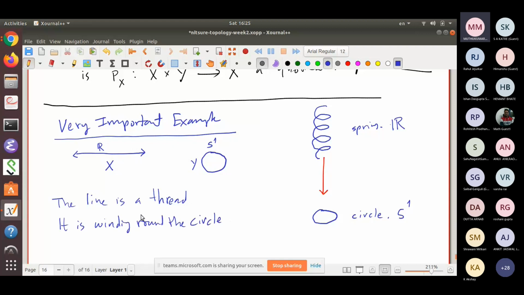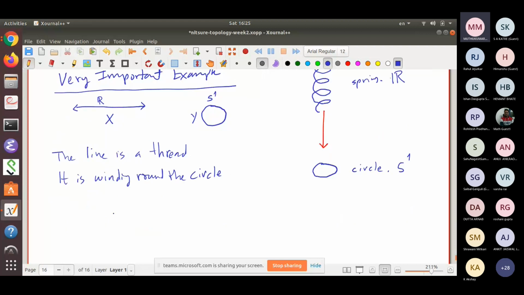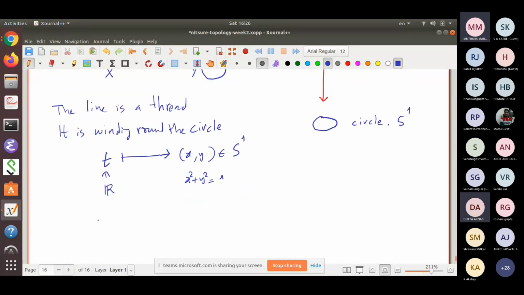This is the map. So now somebody give me a formula for this map. Here is t, t belongs to R. And here is (x, y) belonging to S1. And what should it satisfy? x squared plus y squared equal to 1. Okay. Now I want to send t to (x, y). What should be the formula? Tell me the formula. e to the power, so e raised to 2 pi i.